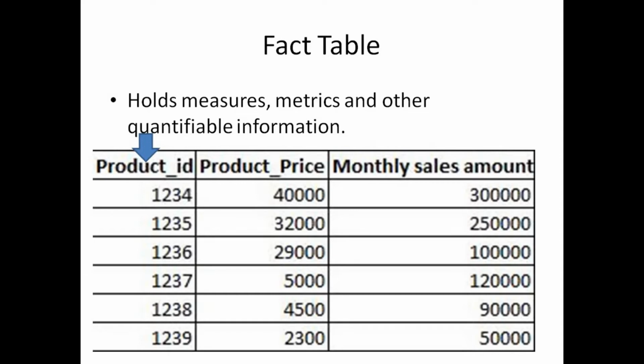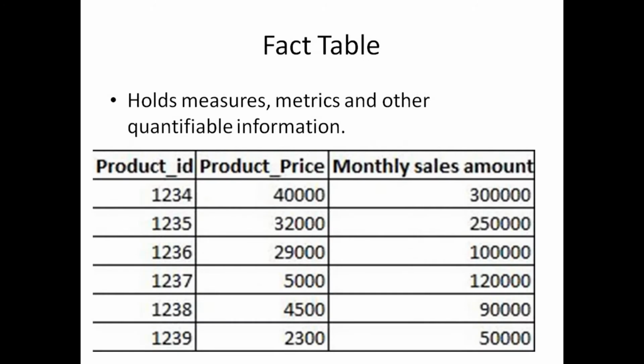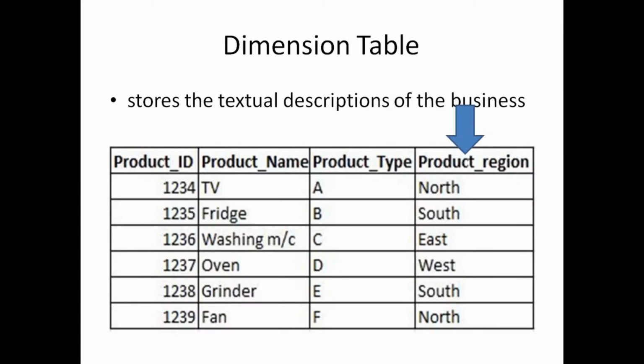This is the product key. The product key has 1234, 1235. And what is the product price? The product price is 40,000. What is the product price of 40,000? Which product? Here, what is 1234? Product ID is 1234. The product name is TV. The TV price is 40,000 and the fridge price is 32,000 and 29,000 is for washing machine.